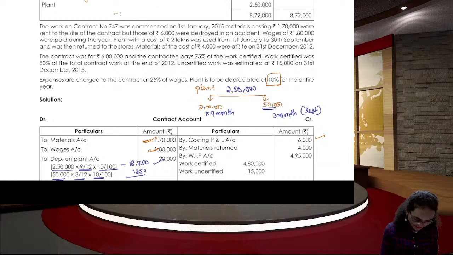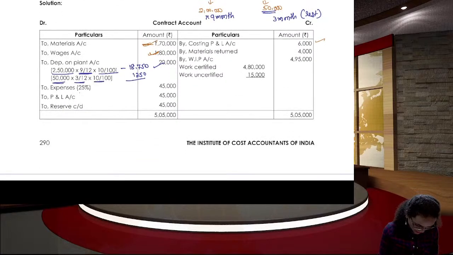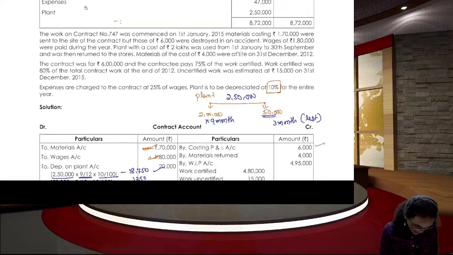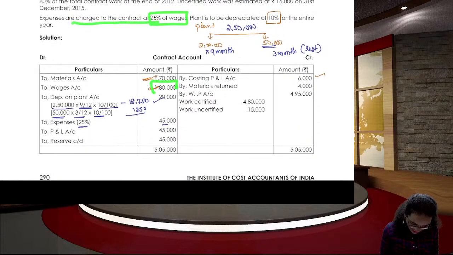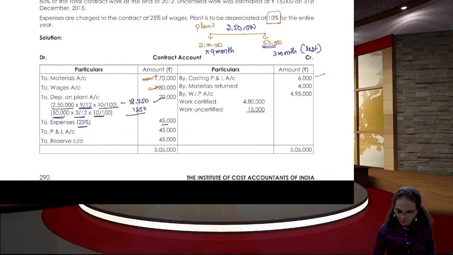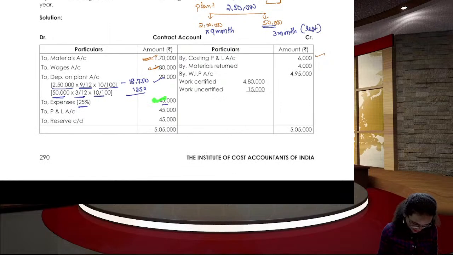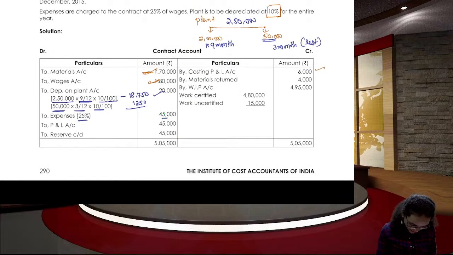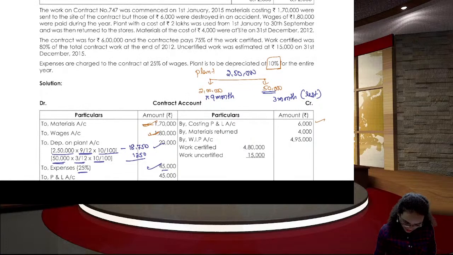He said, next one, expenses 25%. Expenses are charged to the contract at 25% of the wages. What are the wages? 1,80,000. 1,80,000 into 25% is the expenses. This one, right? We got this one also. Costing P&L we have taken.